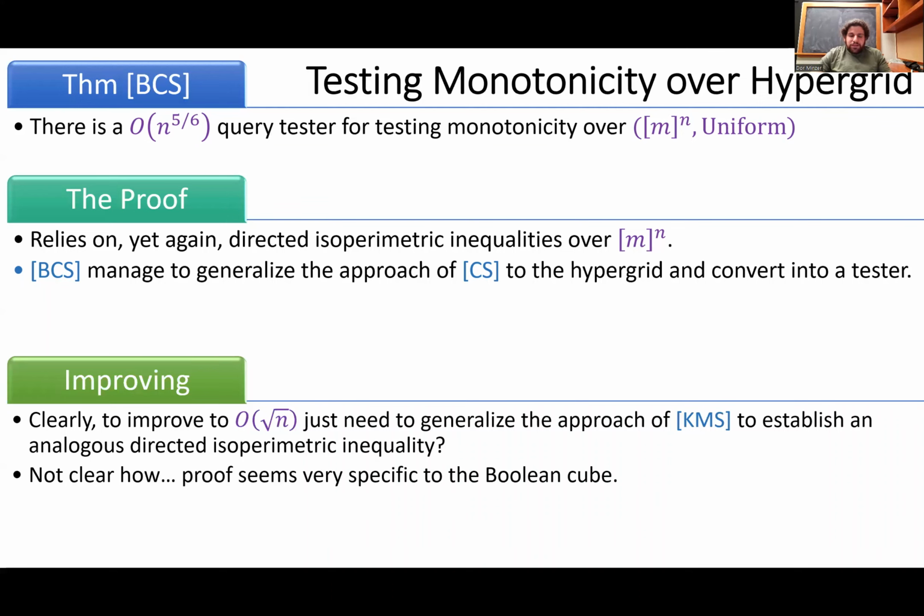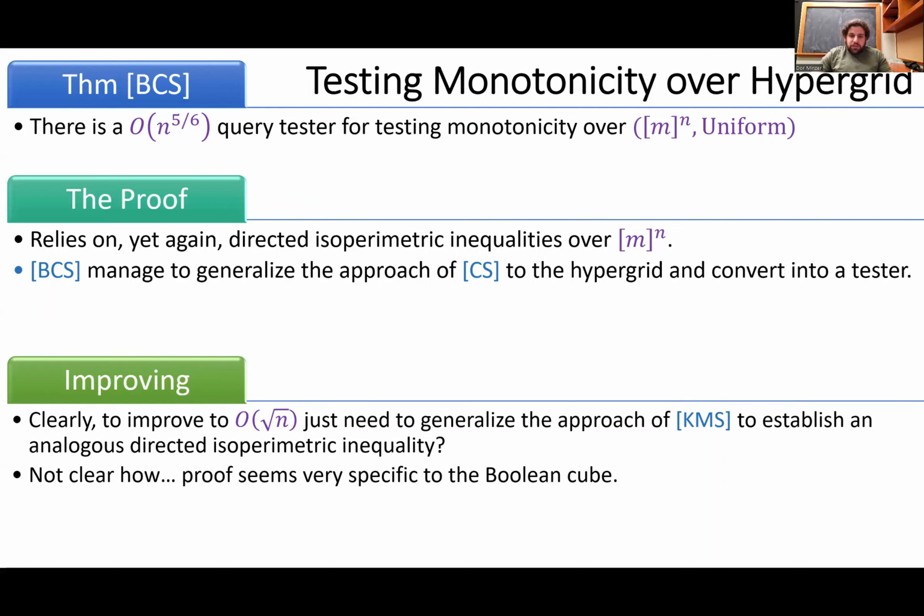But I would like to say that, but the issue is that I don't know how to generalize the proof. And sort of the issue is that the proof that we had for the Boolean cube was very specific to the Boolean cube. So in that proof, we had to define some operators that have no clear analogs for the hypergrid, and therefore the proof seems to be very tailored to the cube.